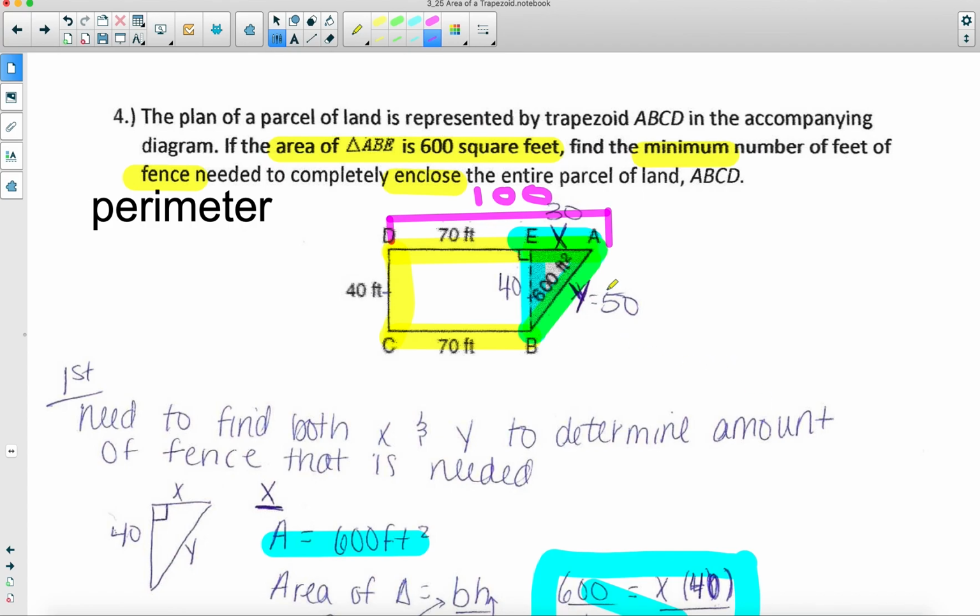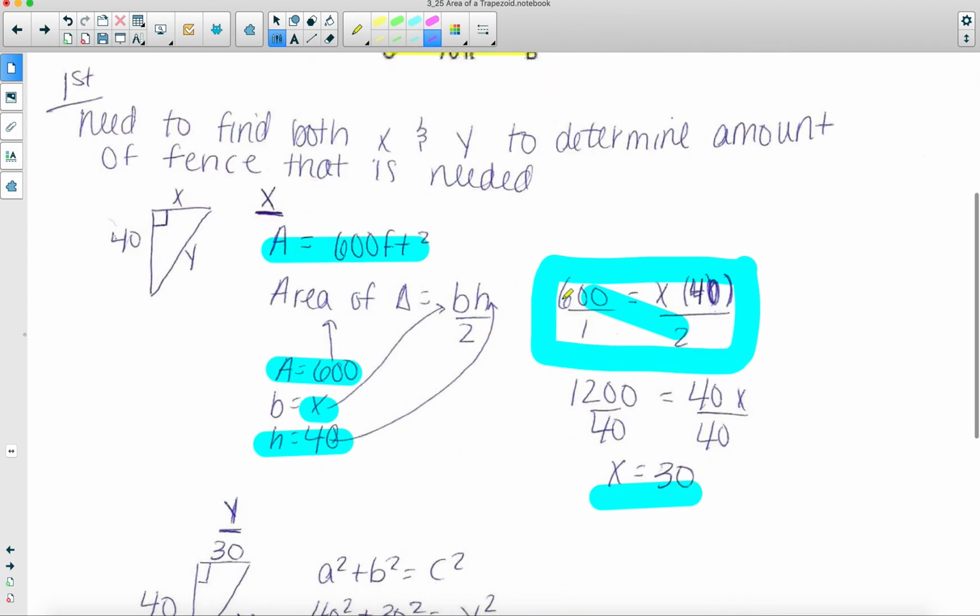Okay, so back to what we need. Now we have that this is 40, this is 30, and I'm missing this side. Well, it's a right triangle. I have 2 sides. I'm missing a third. We can't use trig, right, because there's no reference angle. What we're going to use is, yep, you got it, the Pythagorean theorem.